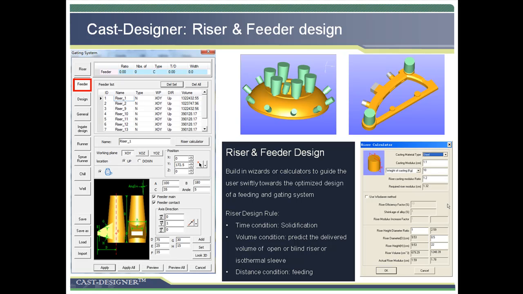The main riser design rules include the first one, time condition. It mainly affects the solidification time and process. The second one, volume condition. It is used to predict the delivered volume of an opened or blind riser or isothermal sleeve. The third, distance condition. It affects the feeding distance. Also, all components of the casting system are designed by parametric, so it is easy to modify and use back later.